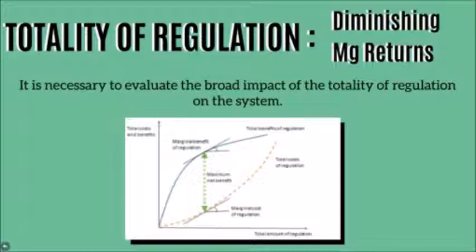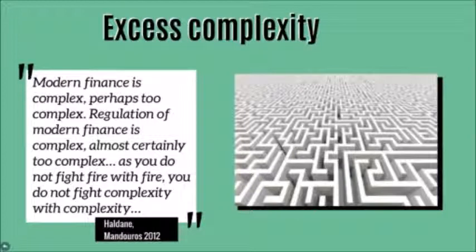Modern finance is complex, perhaps too complex. Regulation of modern finance is complex, almost certainly too complex. As you do not fight fire with fire, you do not fight complexity with complexity. The excessive complexity of regulation is a strong weakness. Indeed, it might have quite important drawbacks, such as excessive cost of compliance that may also be disproportionate between small and large banks, the imposition of barriers in the system leading to a lack of competition, and finally regulatory arbitrage, since more complex rules are more difficult to assess.